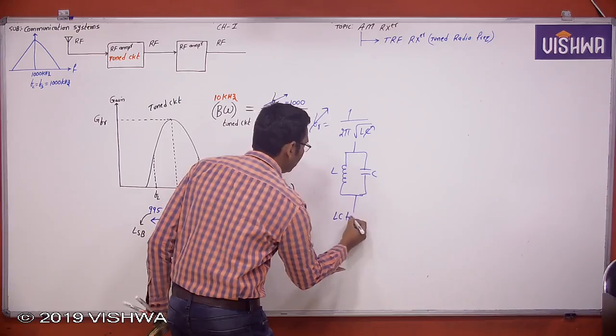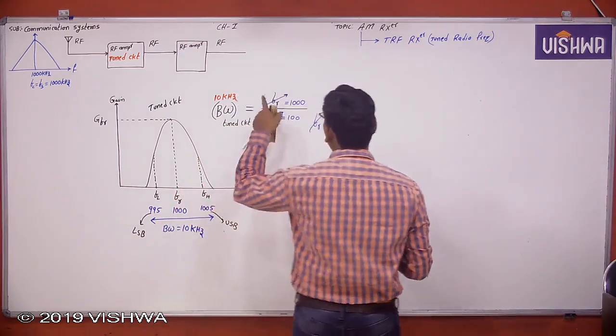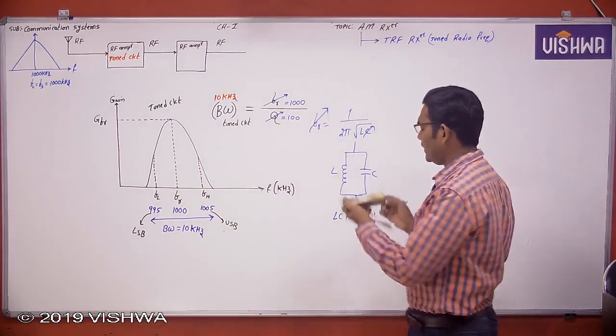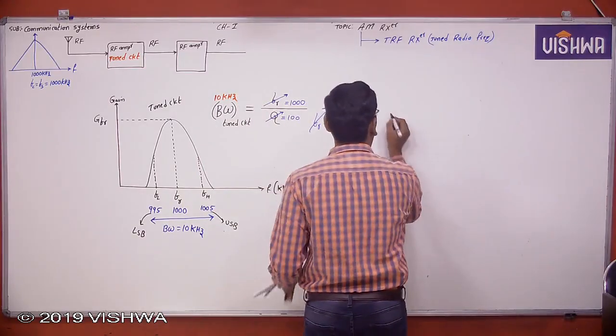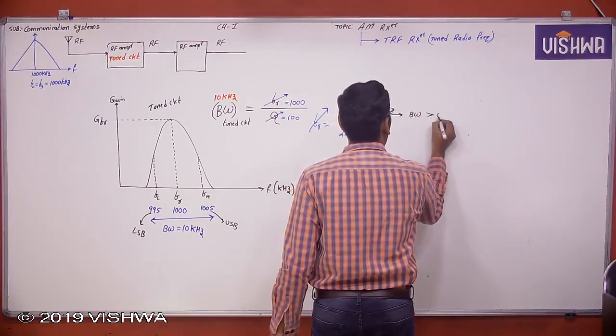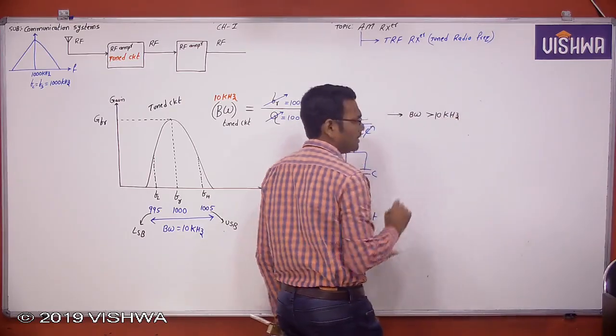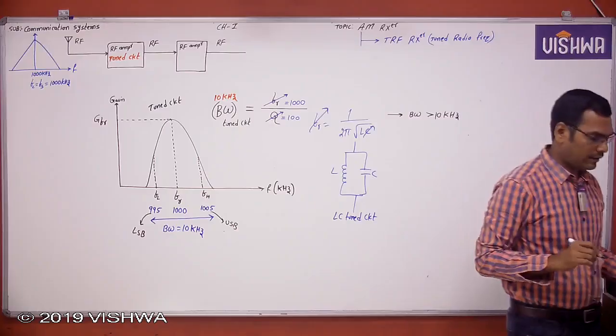This is LC tuned circuit, for example. So, if resonant frequency and quality factor is not maintained simultaneously, what happens? Bandwidth is changing. What happens if bandwidth is changing? Bandwidth may be greater than 10 kilohertz or less than 10 kilohertz. Am I right? No doubt.